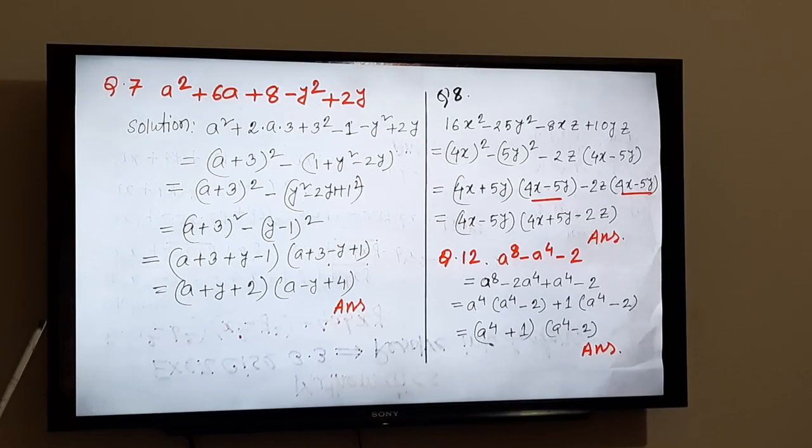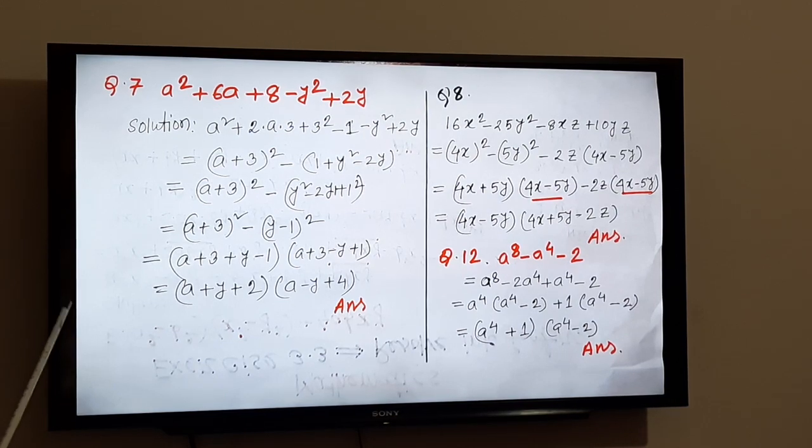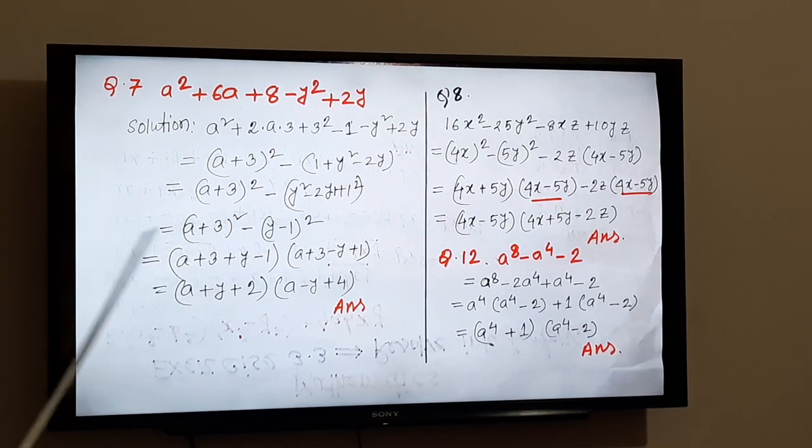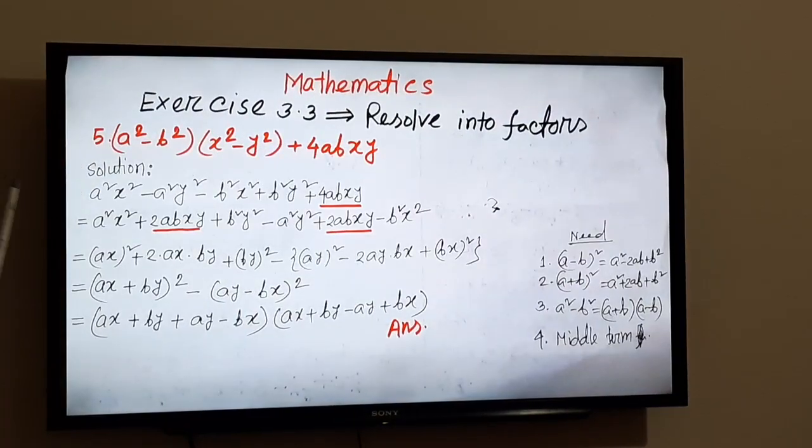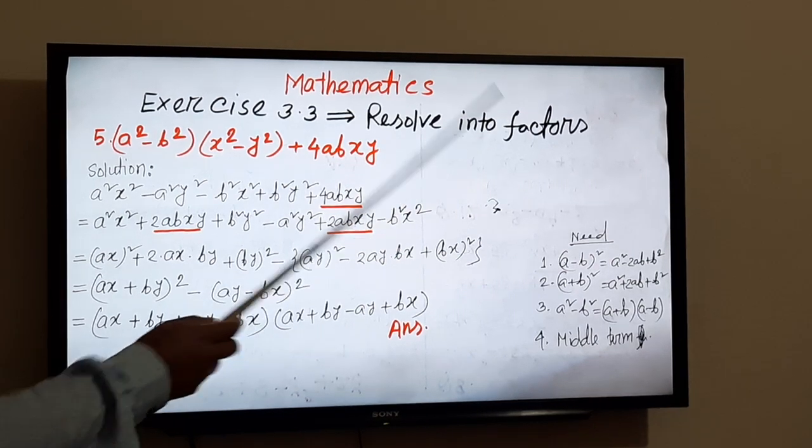Okay, let's go to today's class. Today we want to discuss your general mathematics, exercise 3.3, resolve into factors. Okay, open your book. First question, exercise 3.3, resolve into factors.